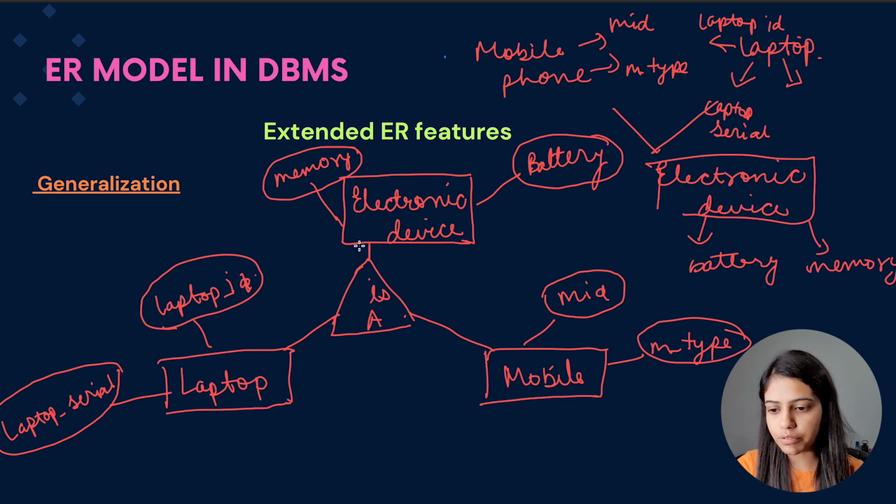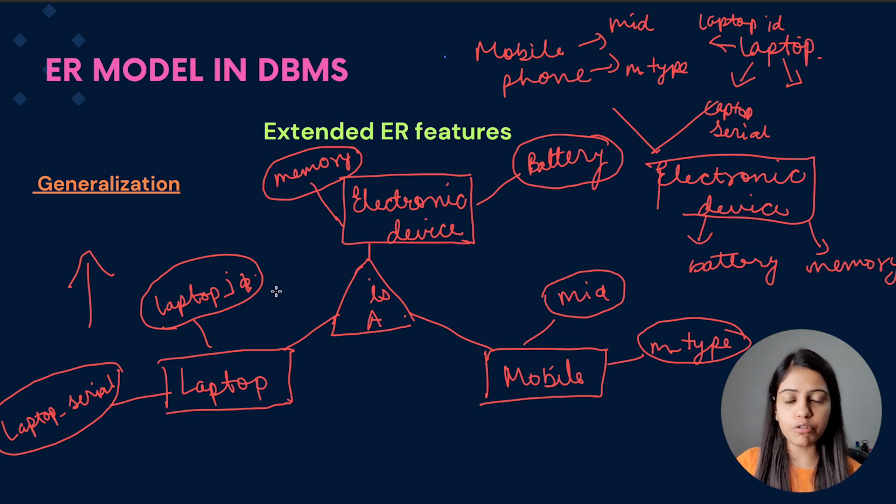This is what we are doing in this diagram as well. There is an electronic device, and laptop and mobile have a relationship with the electronic device, as it is a bottom-up approach. Electronic device now has memory and battery, and laptop and mobile have their distinctive attributes such as laptop serial number, laptop ID and mobile type. So this is generalization.